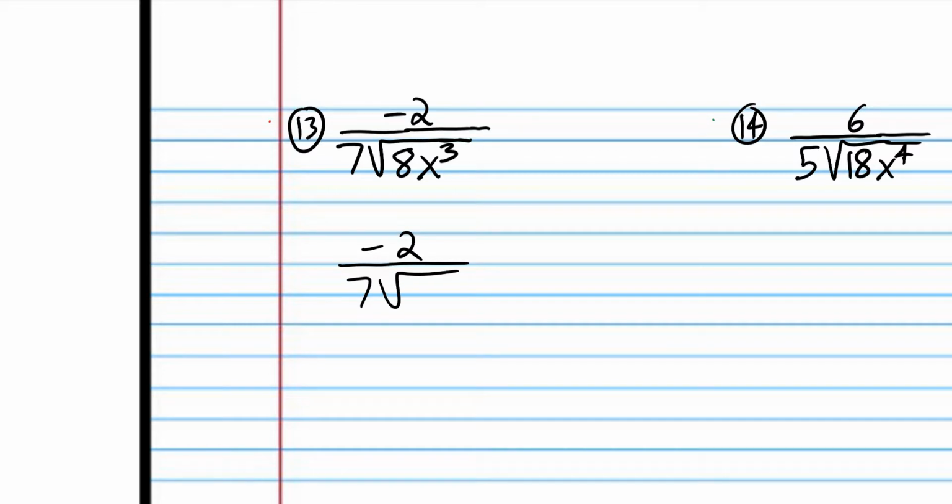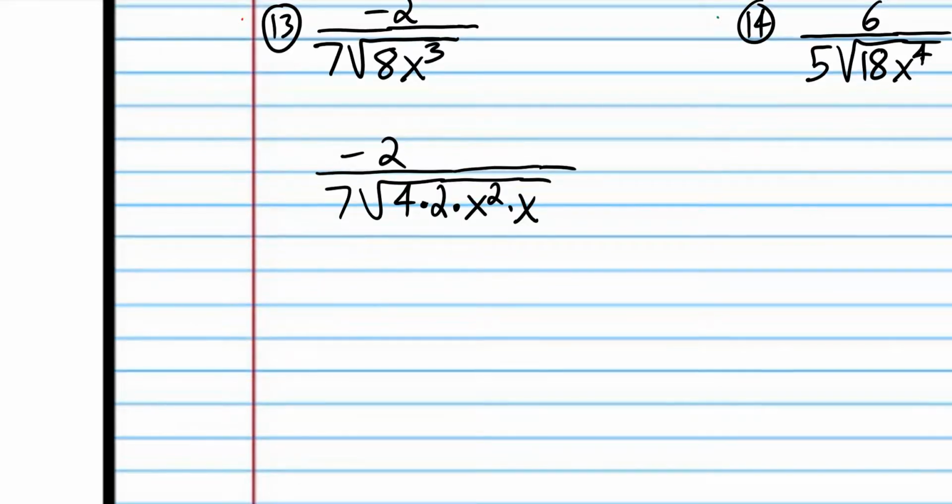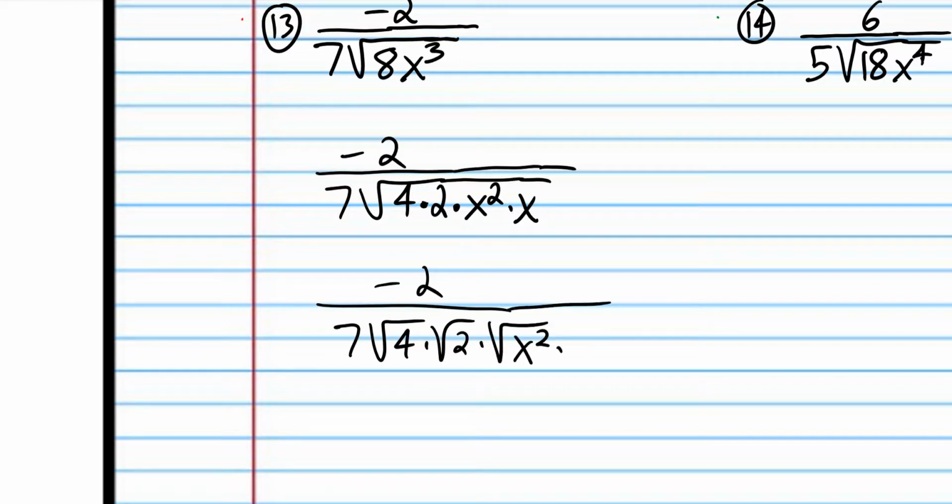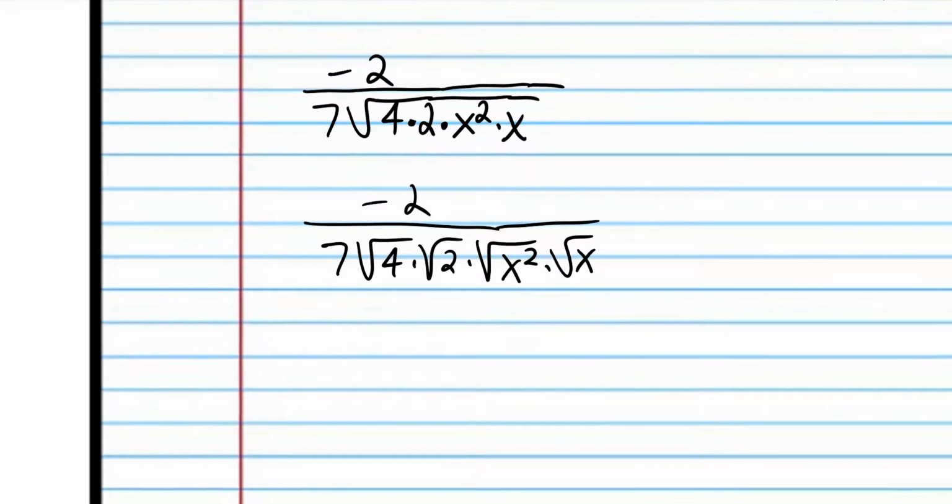So first I'm going to take care of the perfect square factors in the root. So I'm going to factor that to 4 times 2, and then x squared times x. All right, so then we have negative 2 on the top, and 7 times root 4 times root 2 times root x squared times root x. Then we have negative 2 over 7 times 2 times root 2 times x times root x.